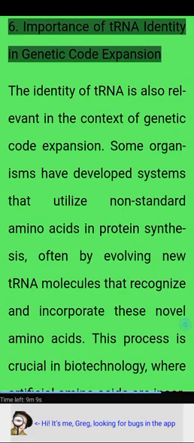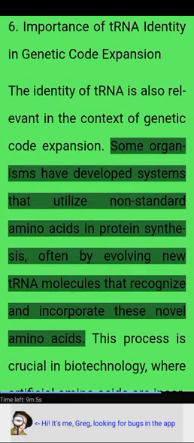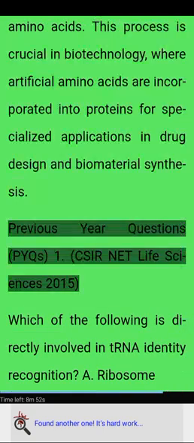6. Importance of tRNA identity in genetic code expansion. The identity of tRNA is also relevant in the context of genetic code expansion. Some organisms have developed systems that utilize non-standard amino acids in protein synthesis, often by evolving new tRNA molecules that recognize and incorporate these novel amino acids. This process is crucial in biotechnology, where artificial amino acids are incorporated into proteins for specialized applications in drug design and biomaterial synthesis. Previous year questions.